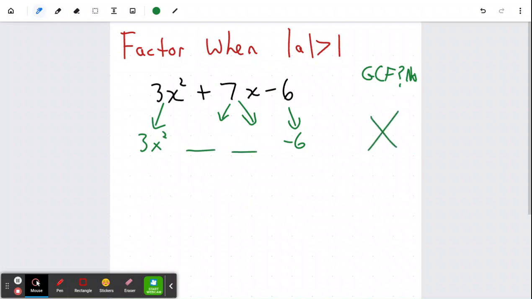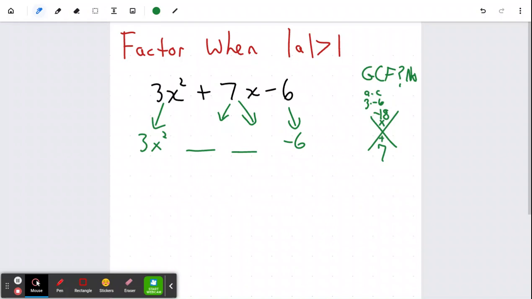So we're going to take our x method. We typically put the b value underneath, and we would typically put the c value. But for this one, we're going to do a times c, which in this case is negative 18. So now we need two numbers that multiply to be negative 18 and that add up to be 7.